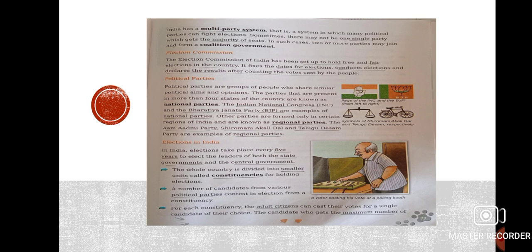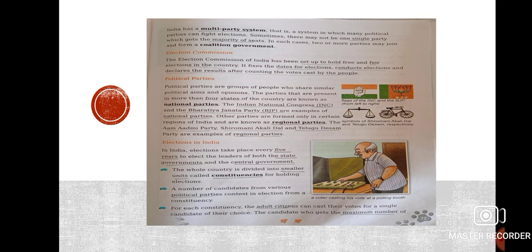Election Commission. The Election Commission of India has been set up to hold free and fair election in the country. It fixes the dates for election, conducts election and declares the result after counting the votes cast by the people. Now what is Election Commission? It is organized or made for setting up elections. It declares the date, conducts election and also declares the result.